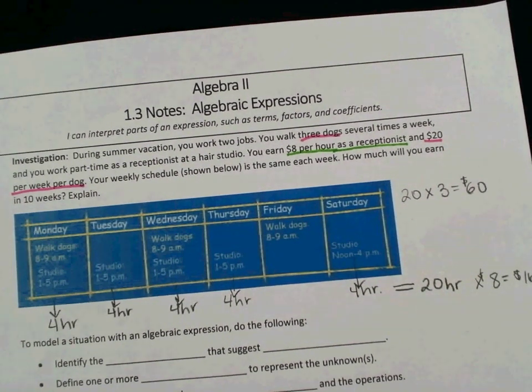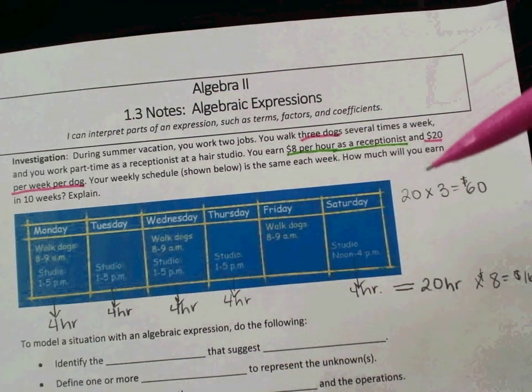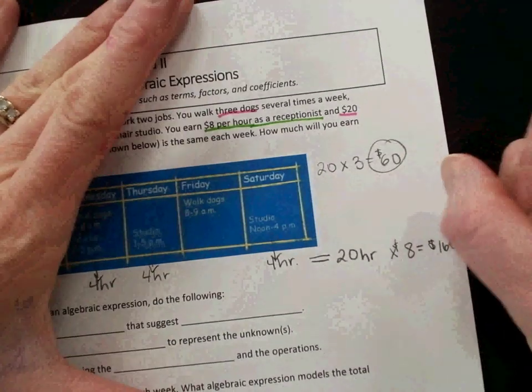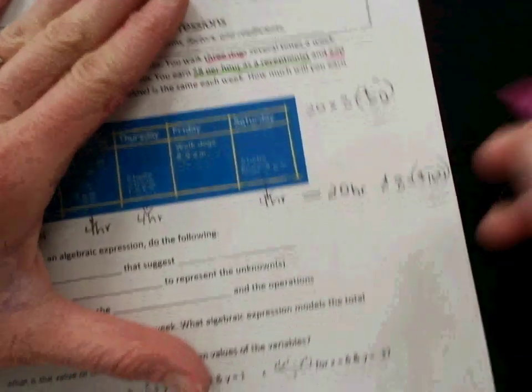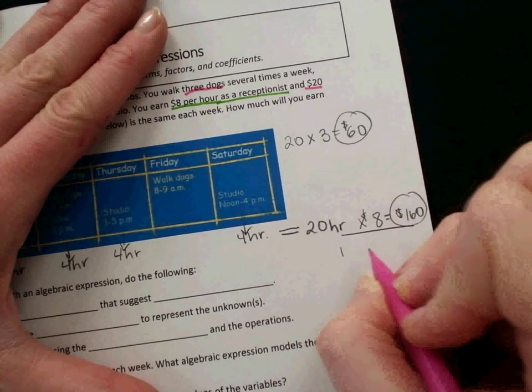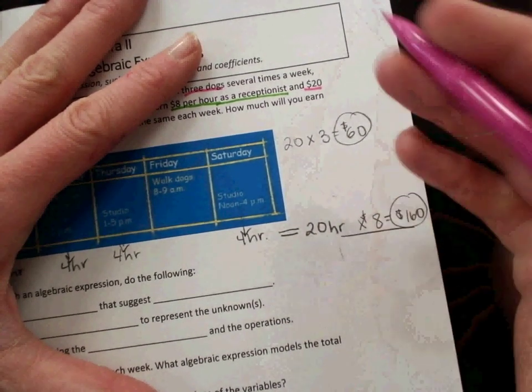Oh, so I'm stupid. Nope, that's okay. That's part of figuring this stuff out. They did that to try and suck you in, putting it on there 3 times. Well, she still does make pretty good money. So we've got the $60 in a week for dog walking, the $160 in a week for being a receptionist. So that's $220 per week.